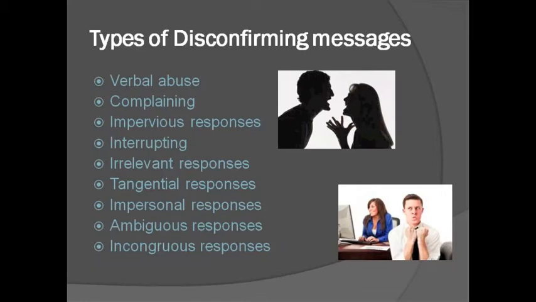Types of disconfirming messages. Disconfirming messages convey a lack of respect or appreciation. Like their confirming counterparts, these messages can shape the climate of an entire relationship. There are many different types of disconfirming messages. They are verbal abuse, complaining, impervious responses, interrupting, irrelevant responses, tangential responses, impersonal responses, ambiguous responses, and incongruous responses.